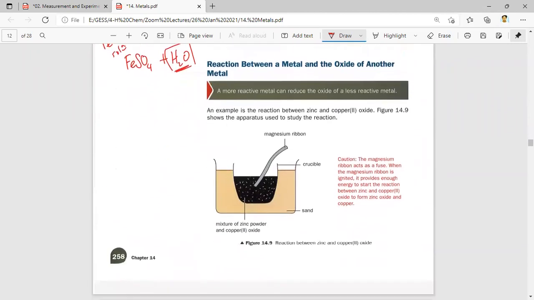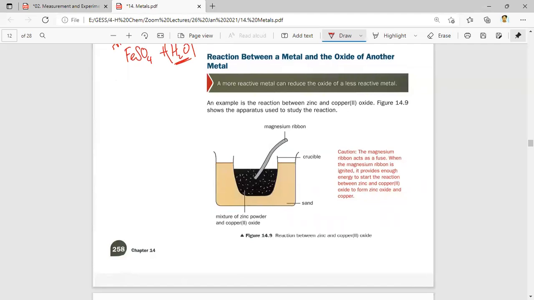Okay, reaction between metal and oxide of another metal. This is actually still under displacement, because you are still kicking the thing out. So a more reactive metal can reduce the oxide of a less reactive metal. The idea of reduce actually also is to displace it.